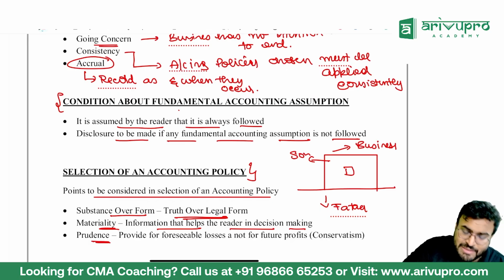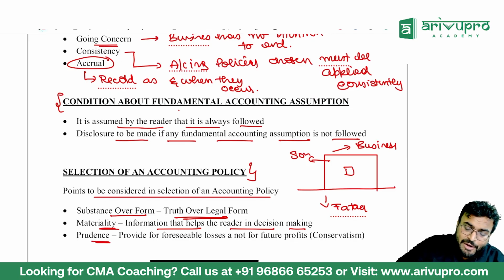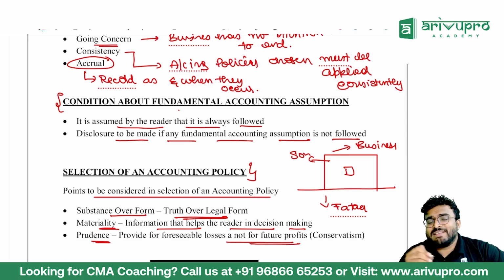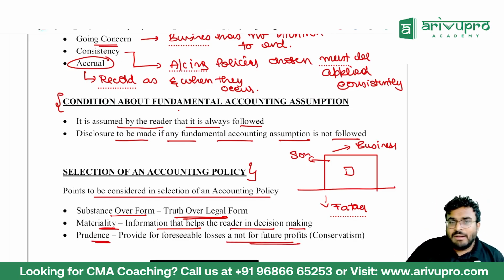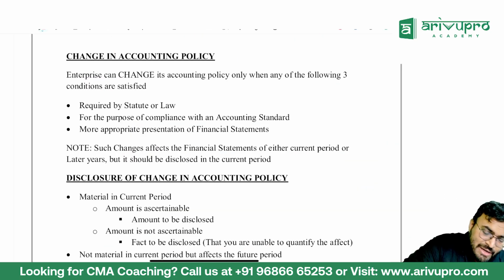Prudence. Prudence means always provide for foreseeable losses. Always provide for future losses, but do not provide for future profit. This is called conservatism. Clear, guys? Yes. Next, we go into change in accounting policy.